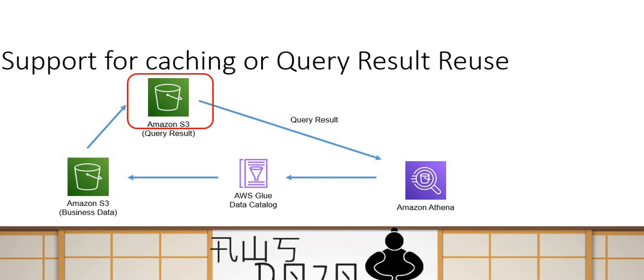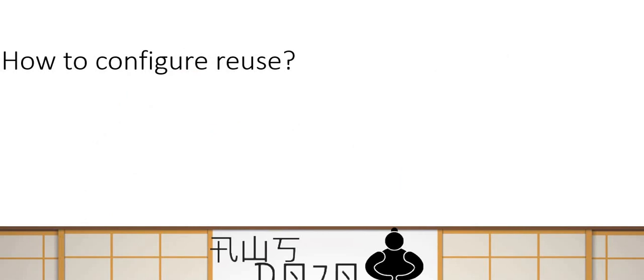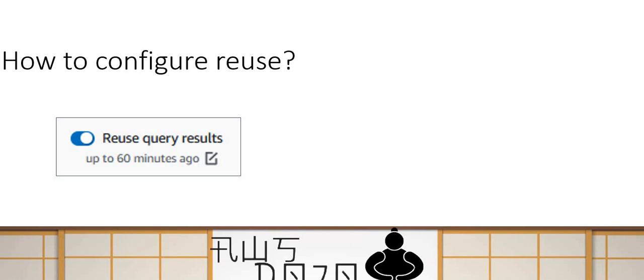So let's try to understand how this query result reuse or caching works. But before I do that, let's talk quickly about how you configure query result reuse. It's a per-query configuration. For each query for which you want to cache the result, or reuse the query result, you can simply enable this toggle button, which says I want to enable query result reuse for this query.